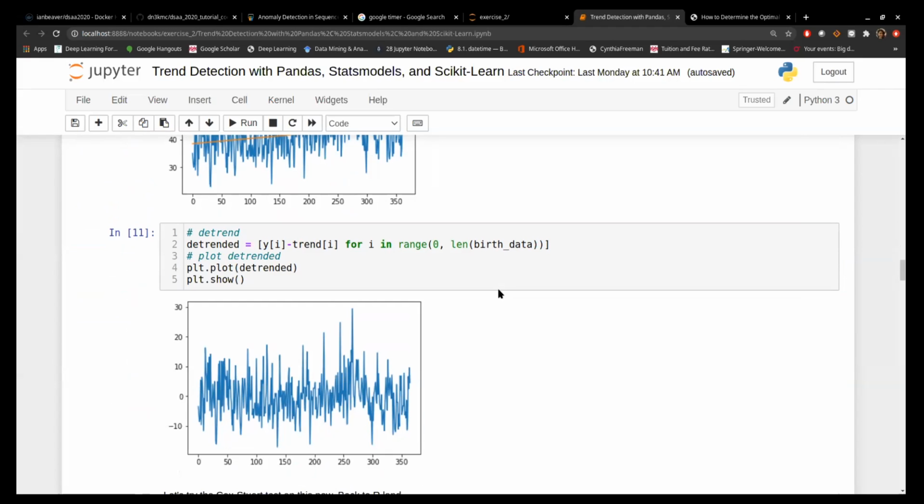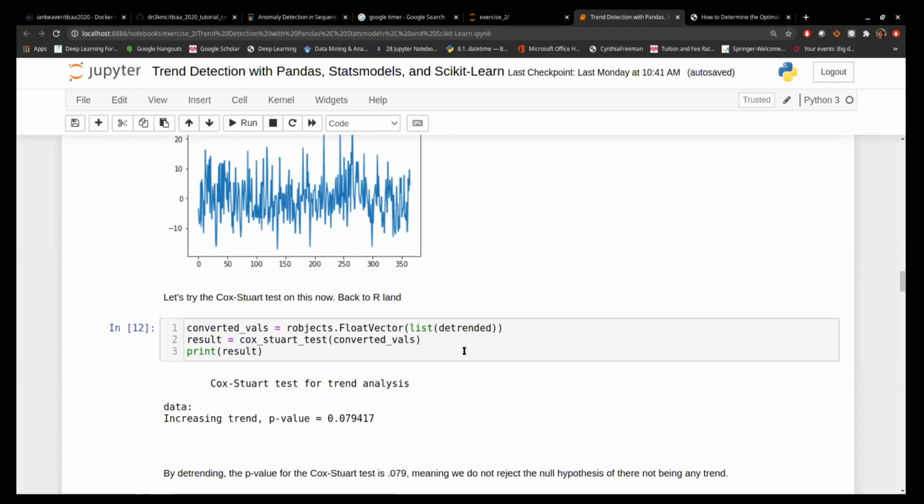So let's try the Cox-Stewart test on this detrended data set. Now the p-value is above 0.05. We do not reject the null hypothesis of there not being any trend. Note that I'm saying we don't reject it. I'm not making any straight-up conclusions here though on there being trend or not.